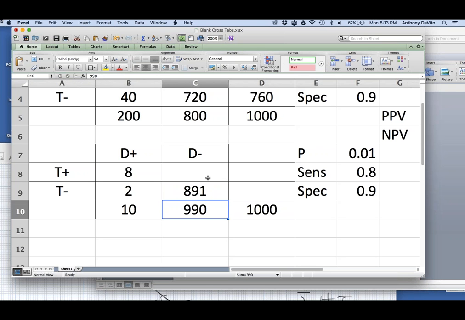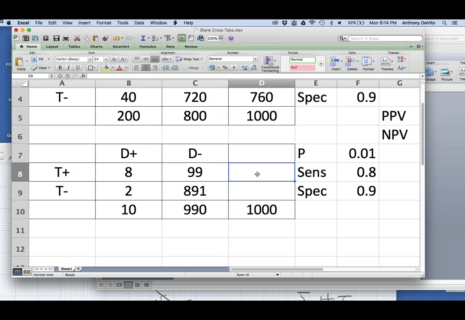How many times would you get it wrong? What's the difference between those two? What's left? It's equal to 990 minus 891. It's going to get it wrong 99 times for those people. Same sensitivity. It's the same test. Nothing's changed on the test. The only thing that's changed is the prevalence of the disease in the population.